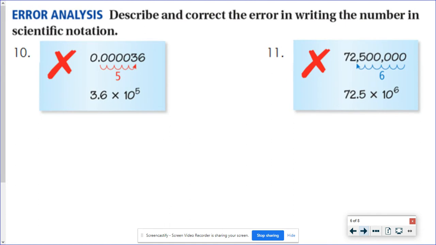These are problems that both have a mistake. In number 10, I want to figure out what the problem is. I had 0.000036, and I'm going to move my decimal 5 places. I agree. The factor's the right size. The issue is that this was a small number. This should be a negative exponent.